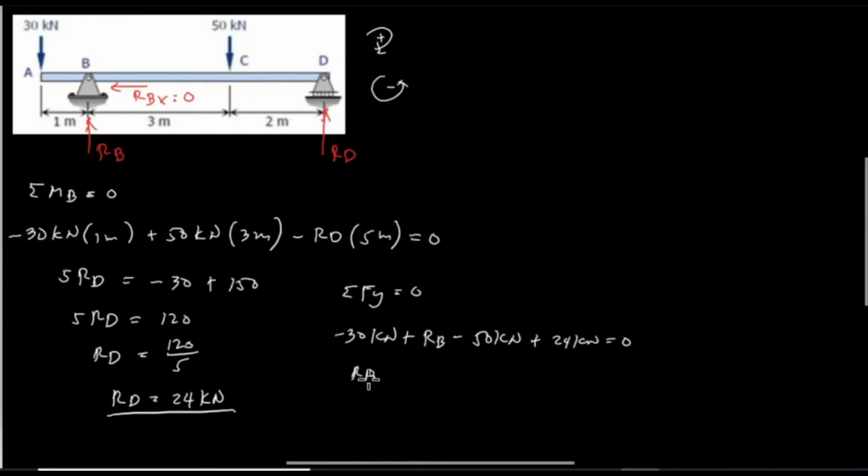So RB, and equate it to 0. So RB is equal to, change the sign of all constants, 30 plus 50 minus 24, plus 50 is 80, minus 24 is 56 kilonewton. So therefore the reaction at B is equal to 56 kilonewton. So RD is equal to 24 kilonewton and RB is equal to 56 kilonewton. So we put RB, which is 56 kilonewton, and RD, which is 24 kilonewton.